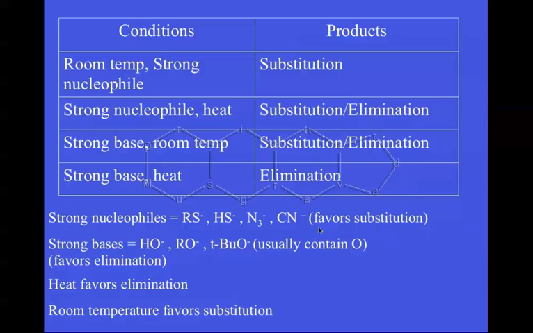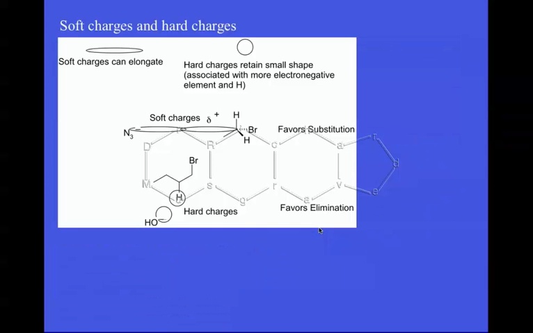What we know about substitution is that it's favored by strong nucleophiles. Now I'll explain over here what I mean by a strong nucleophile. Strong nucleophiles can elongate their negative charge, and if they can elongate, they can more easily attack a C with a halogen or some sort of leaving group on it. So those kinds of compounds will end up being favored for substitution.